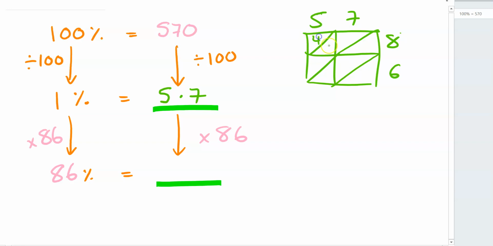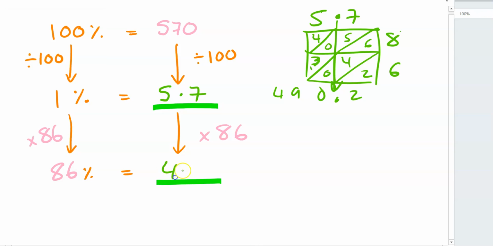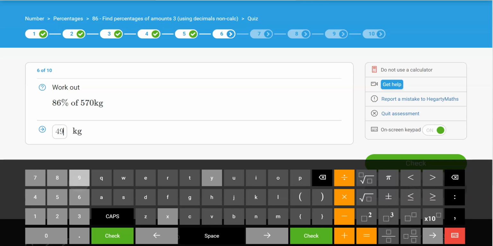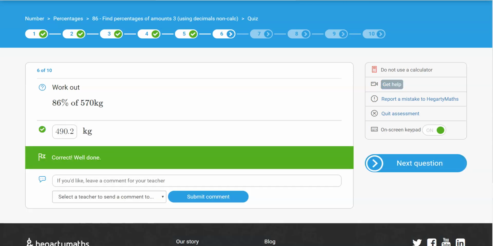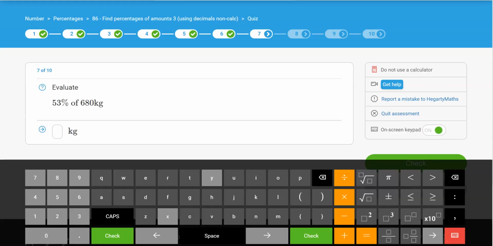So 5 times 8 is 40, 5 times 7 is 56, 42, 30, 2, 10, that is a very dodgy 3. They come to 9 and 4. The decimal will go here, which is going to drop through and spit out down here. So it's 490.2. Lovely. We are getting there.